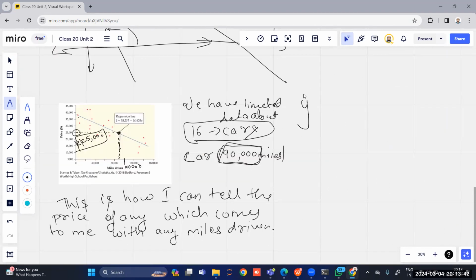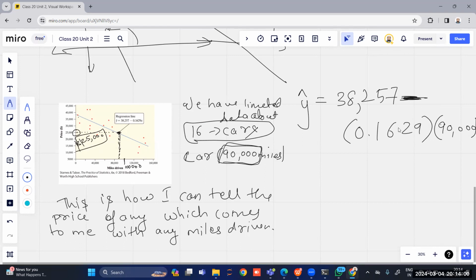What is this? Y cap equals 38,257 minus 0.1629 into how many miles it was driven, 90,000. So it is multiplied by 90,000. Four zeros will shift here, and this will be multiplied by 9: 9 ones are 9, 9 twos are 18, 9 fives are 45, and so on, so it will be about 14,000.